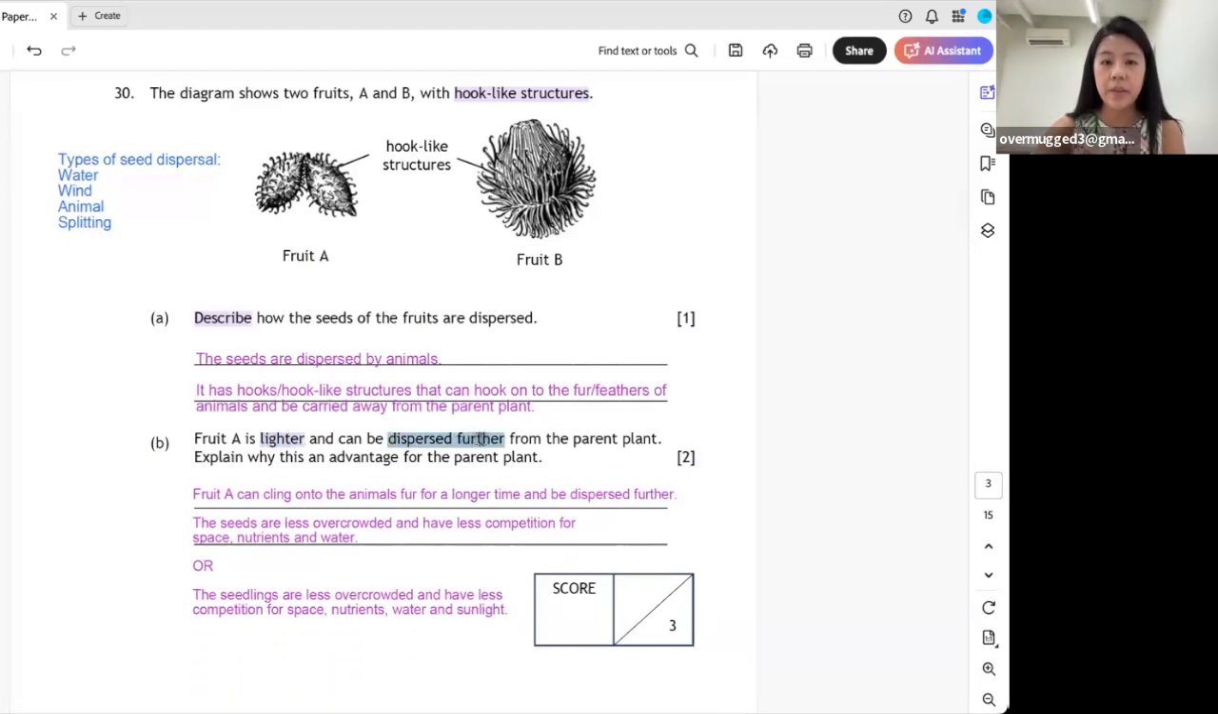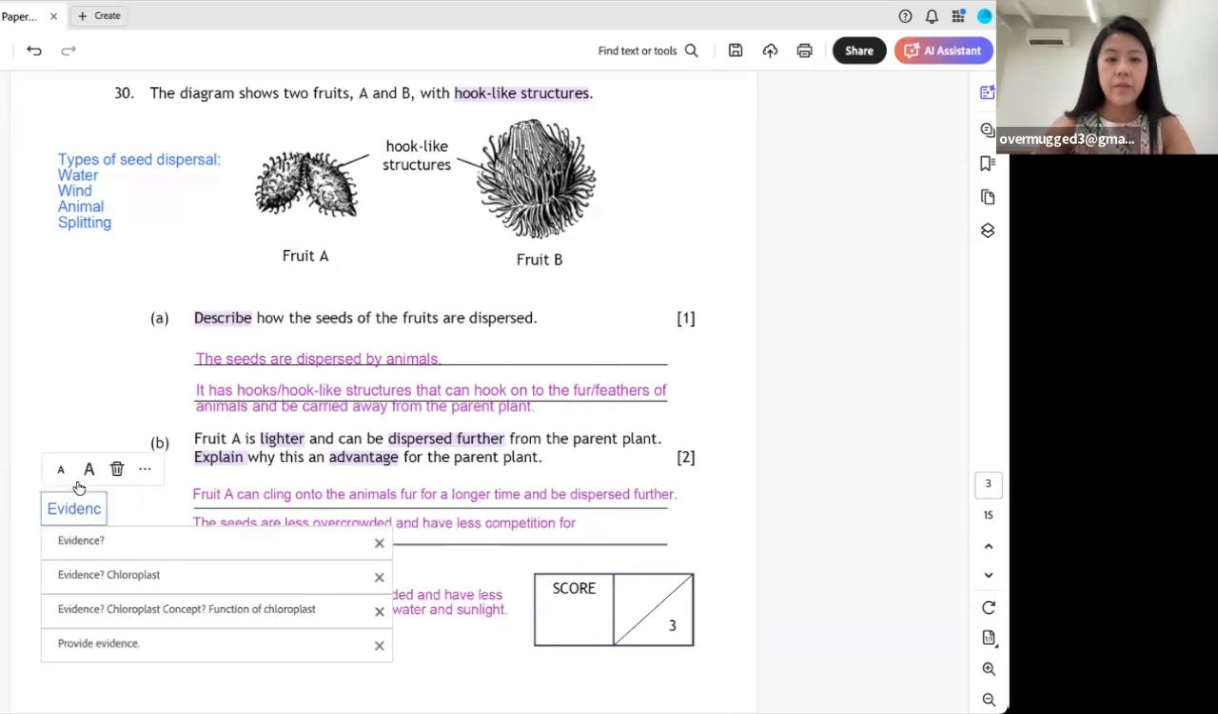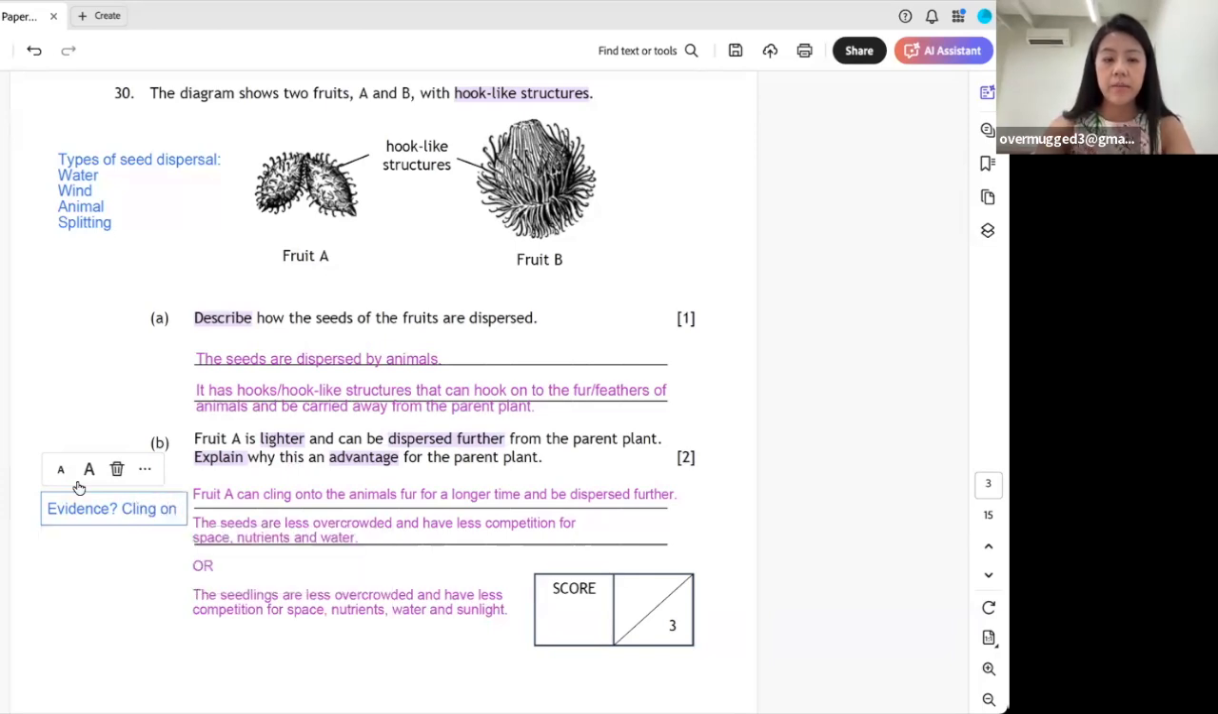Now in part B, it tells us that fruit A is lighter. It can be dispersed further. Again, we need to explain why this is an advantage. So I want to come back to our evidence and concept again. What evidence do we have from this question is that when it's lighter, it can cling on longer to the animal fur. It's easier to carry light things than heavy things, right? So the concept here that you need to link to is overcrowding. When it can cling on longer, there's a higher chance for it to be carried further. When it's carried further, it will be dispersed at a wider area. So there's less chance of overcrowding.